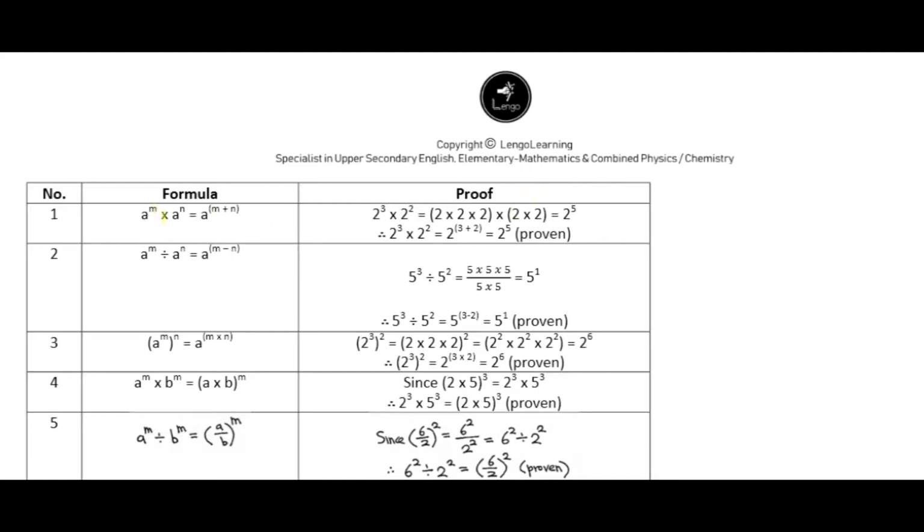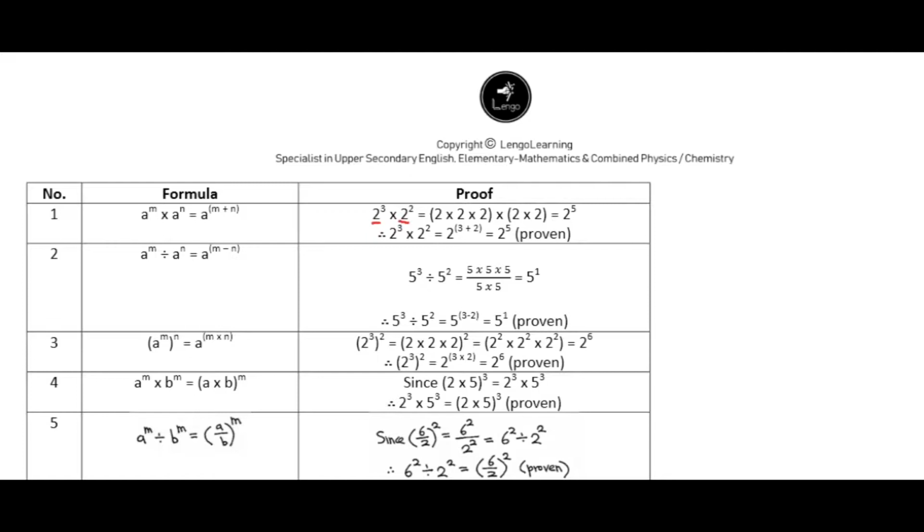If I have a to the power of m times a to the power of n, you give me a to the power of m plus n. How do I derive that? Let me just give you an example. If I have 2 to the power of 3 times 2 to the power of 2, take note that it's the same base, 2 and 2.